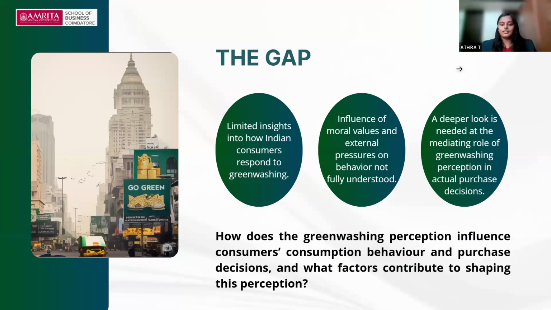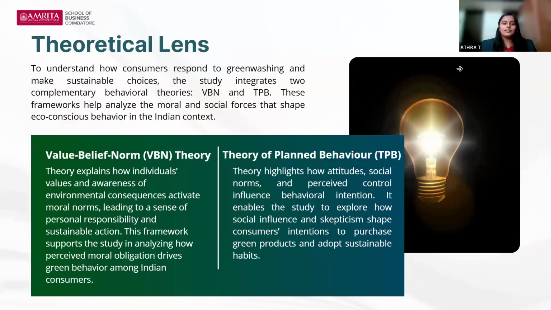So the question comes: how does greenwashing perception influence consumers' consumption behavior and purchase decisions, and what factors contribute to shaping this perception? To understand this, we took help from two theories: value belief norm theory, which helps us understand how perceived moral obligation drives green behavior among Indian consumers, and theory of planned behavior, which helps us understand the attitudes, social norms, perceived control, etc., in shaping a person's purchase intention. These two theories combined give us an understanding of both internal values and external pressures in the Indian context.